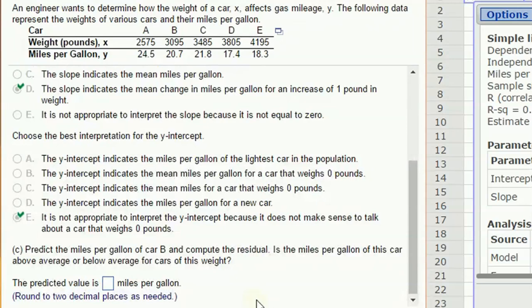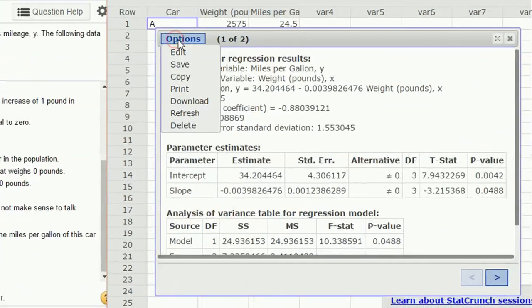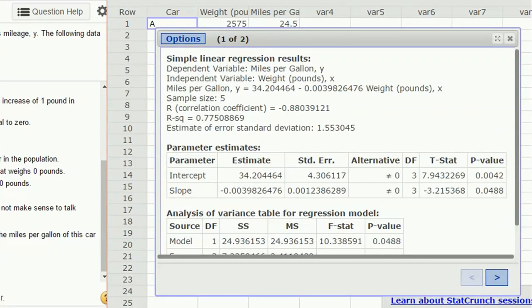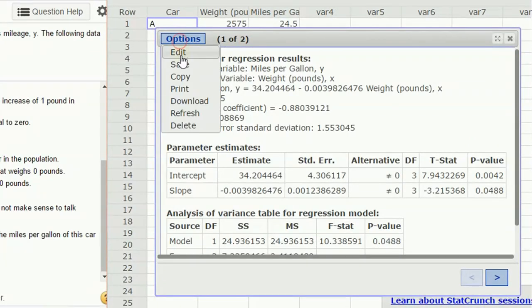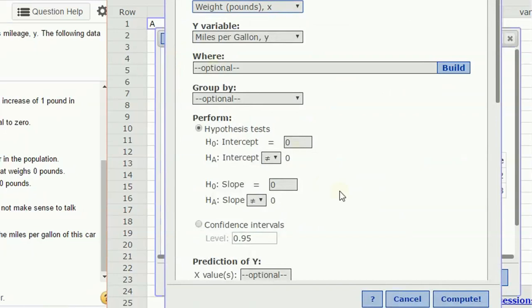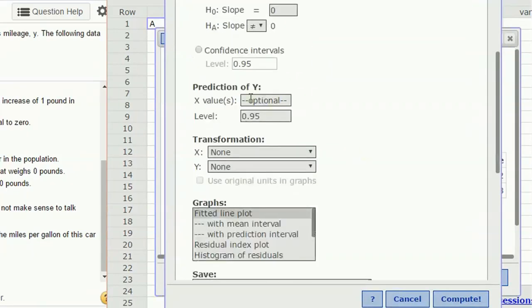Okay, now let's talk about prediction. To do a prediction, we can actually just plug numbers into a calculator, but I'm going to show you how you can do it in StatCrunch. So let's go back over to our stat output and hit edit. Here I'm going to scroll down a little bit. A prediction value of y, I'm going to click here and type in an x value.